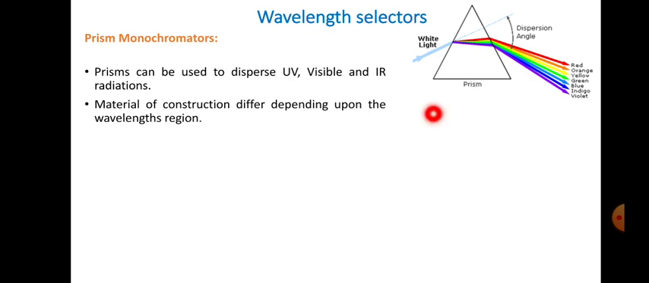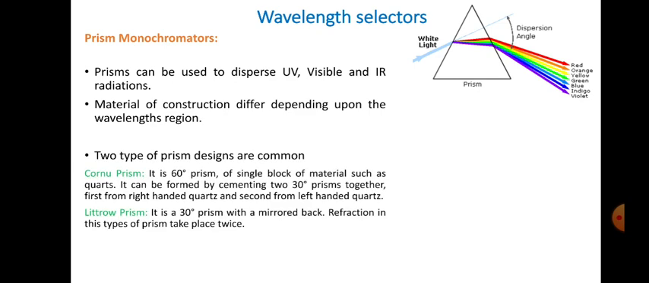So you can see in this figure the light is coming, right, and then when it passes through the prism it will get refracted. This is referred to as the dispersion angle, and the light has been dispersed into, in this case, 7 colors, right. So it splits into different wavelengths here, okay. There are again two subtypes of prism monochromators. One is referred to as the Cornu prism.